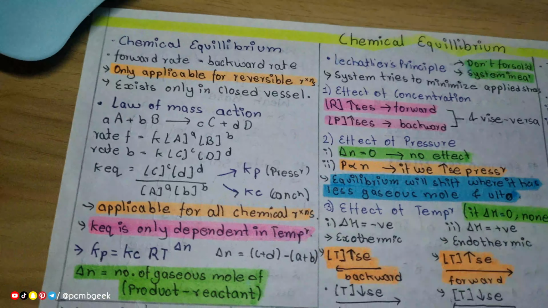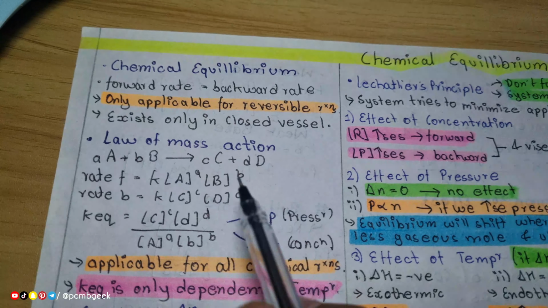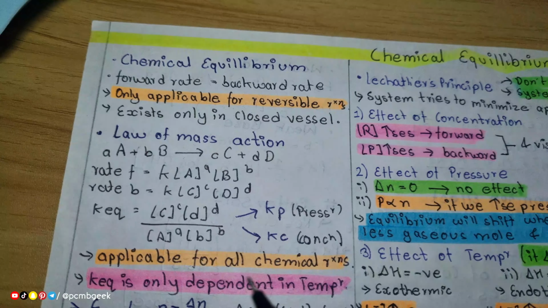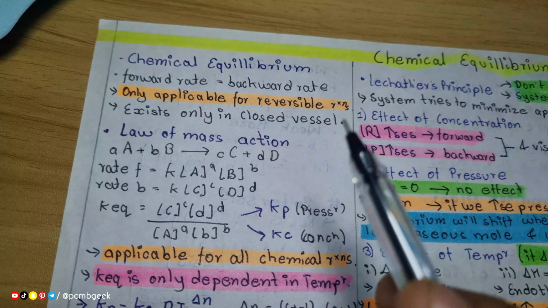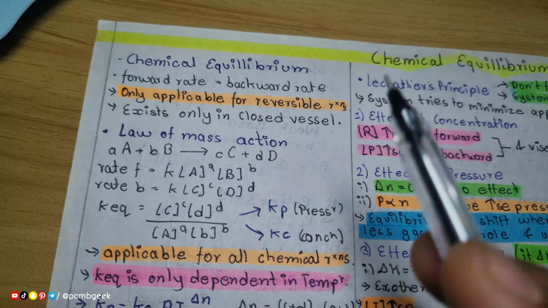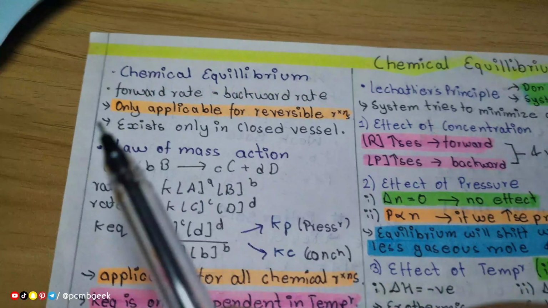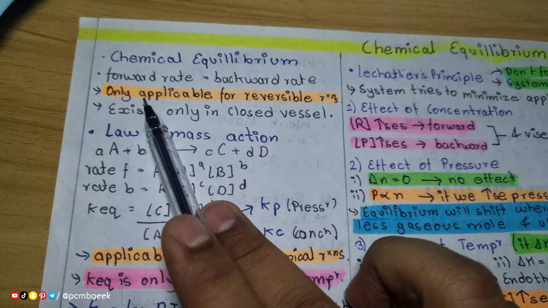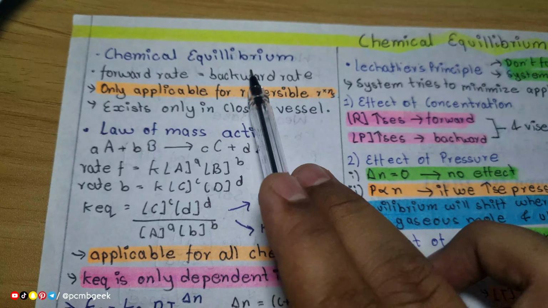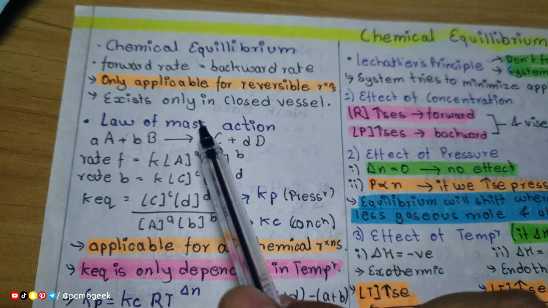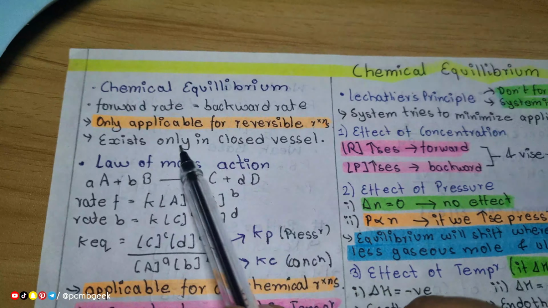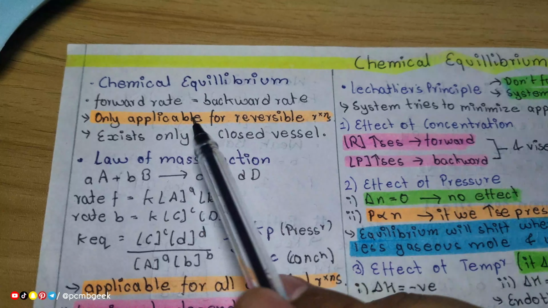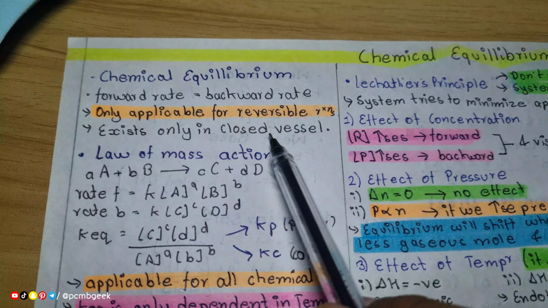Now move on to our chapter, that is chemical equilibrium. In chemical equilibrium, the concentration of the reactant and the concentration of product does not change with time, and the system does not show any further change in the properties. Simply, if the rate of forward reaction equals the rate of backward reaction, it is said to be chemical equilibrium. Chemical equilibrium is only applicable for reversible reactions, and reversible reactions can exist only in a closed vessel.